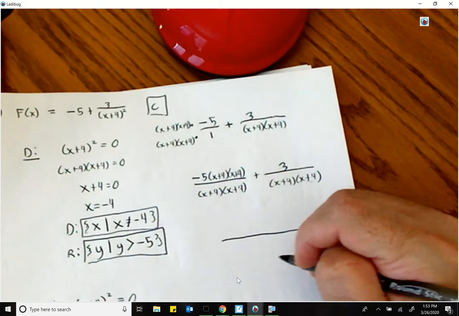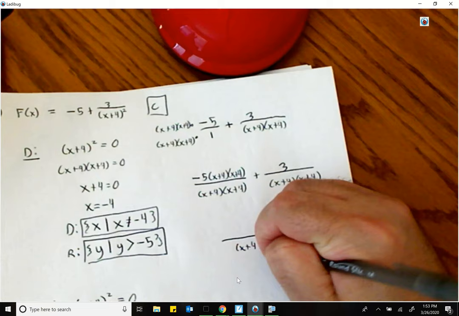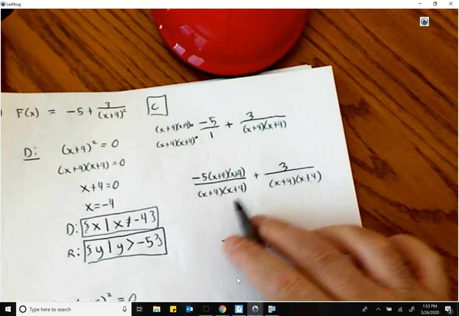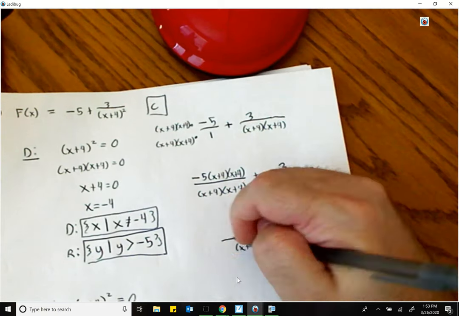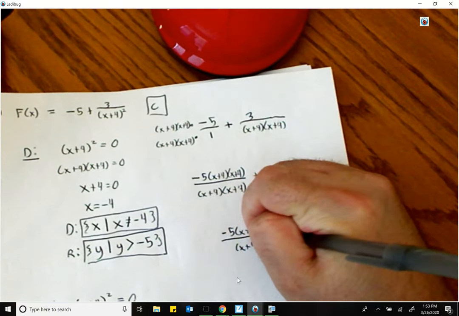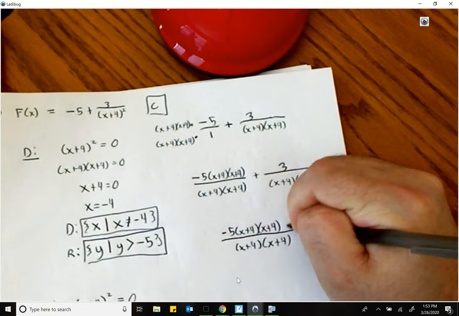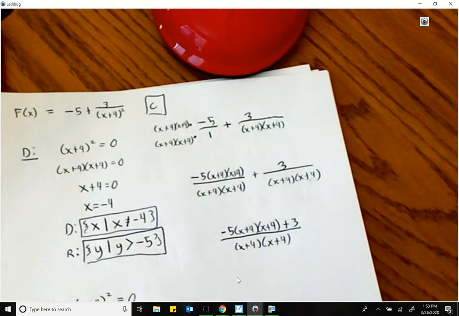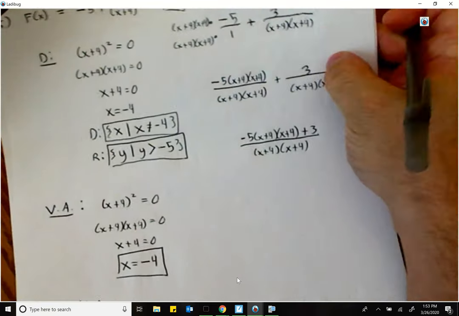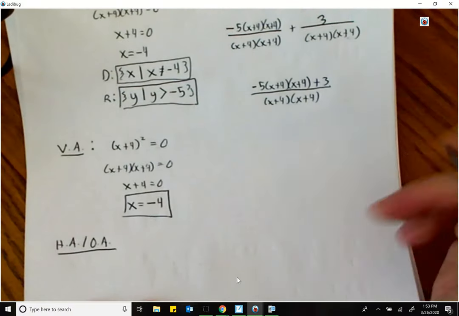So in the end, we have this. Our x plus 4 stays, because when you add and subtract fractions, the denominator stays the same. And on top, we've got negative 5 times x plus 4, x plus 4, plus 3. Now, what we need to do is actually multiply all this out, because in order to find horizontal and oblique asymptotes, I have to know the degree of both the numerator and the denominator. Okay? In order to find oblique asymptotes, I need to know the degree of both the numerator and the denominator.